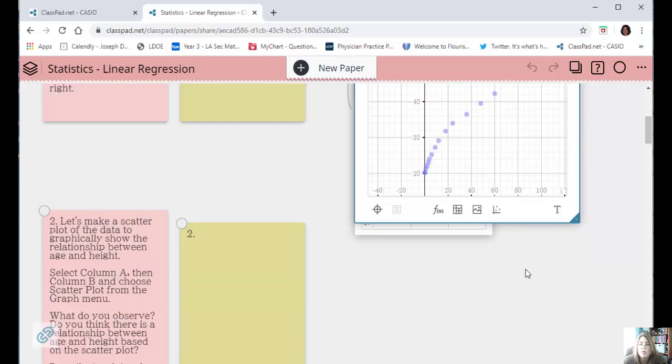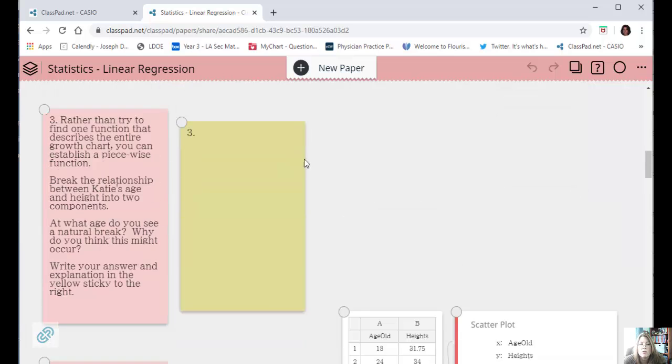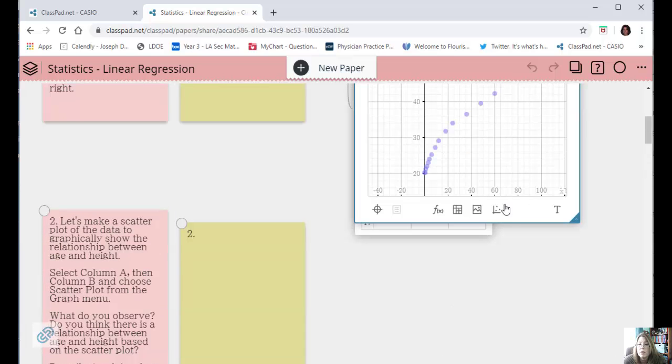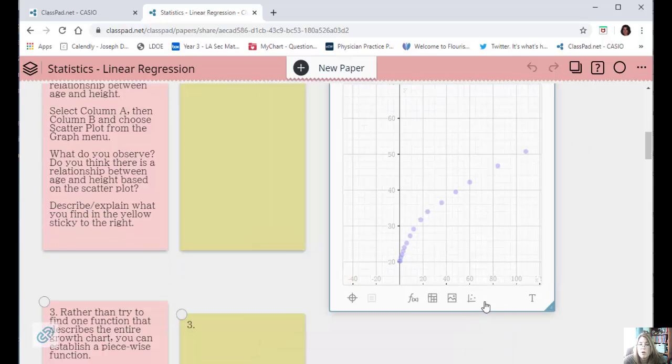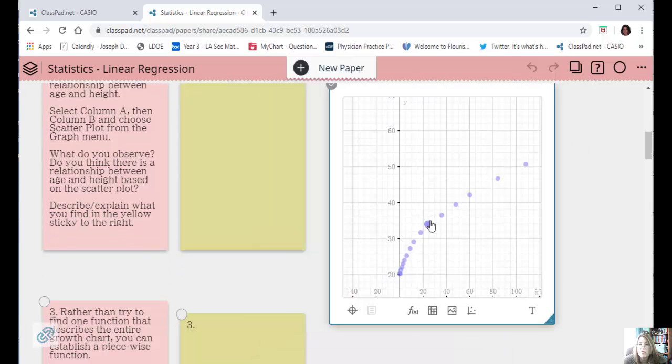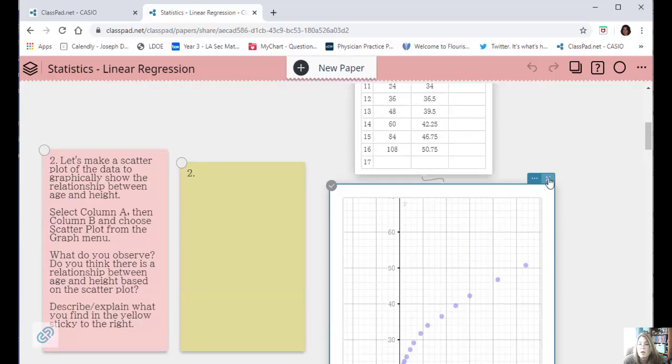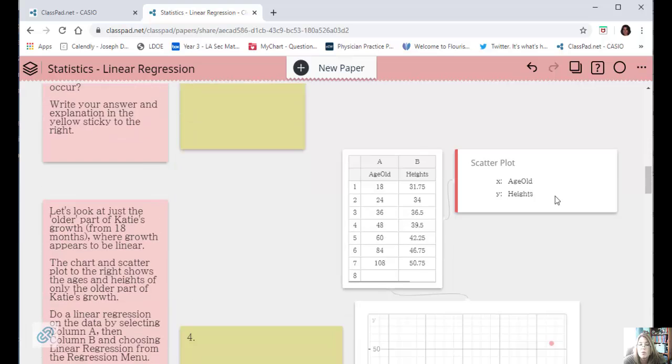As they move on down, they're going to get into, okay, let's just look at the older ones that have more of a linear relationship. I'm just going to go to this graph down here so I don't keep scrolling up. If you look right here, this seems more of a linear relationship, and this is more exponential, I guess. It grows a little faster. So they're basically going to look at just the part that seems like it's growing at a constant rate.